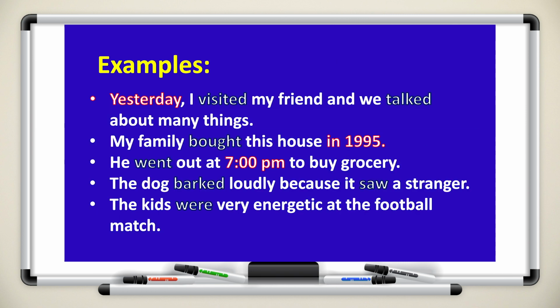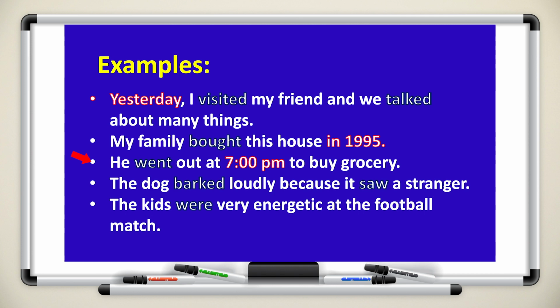Let's take more examples. Yesterday, I visited my friend and we talked about many things. Where are the verbs? Visited, talked. Where is the keyword? Yesterday. Well done. My family bought this house in 1995. Now you will think, is this date in the future, the present time, or is it in the past? If it's in the past, then the sentence is in the past.